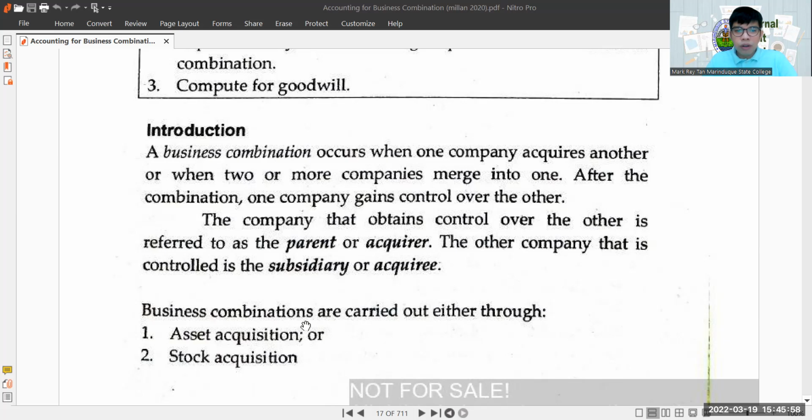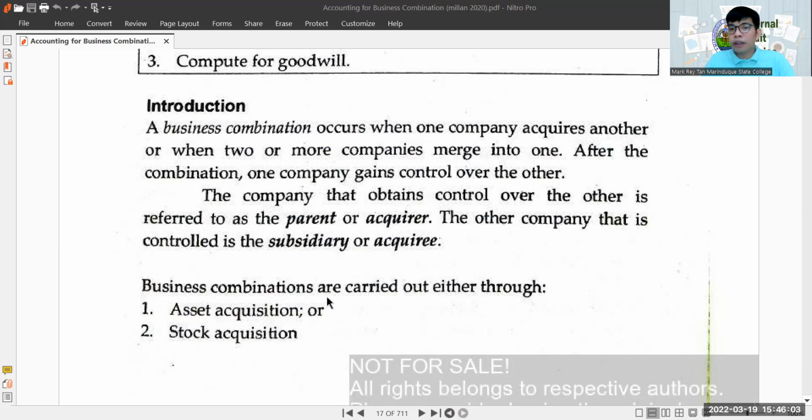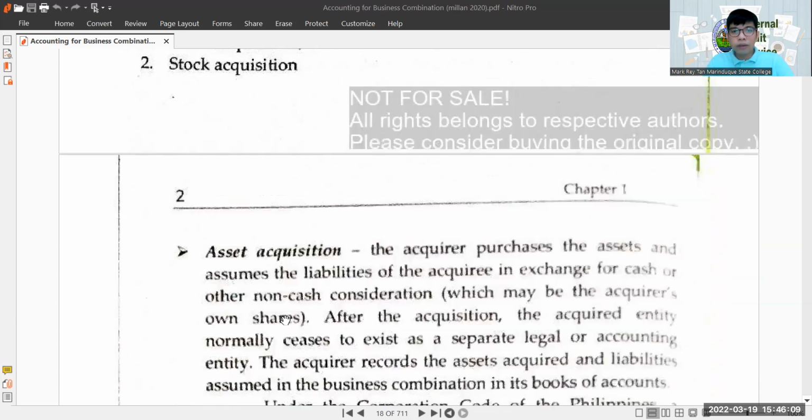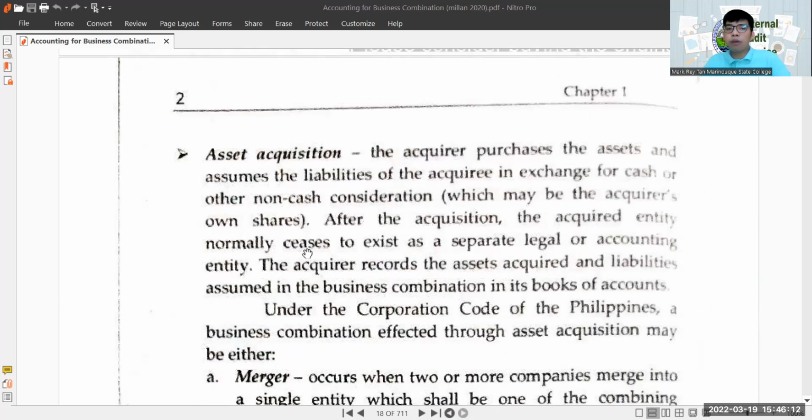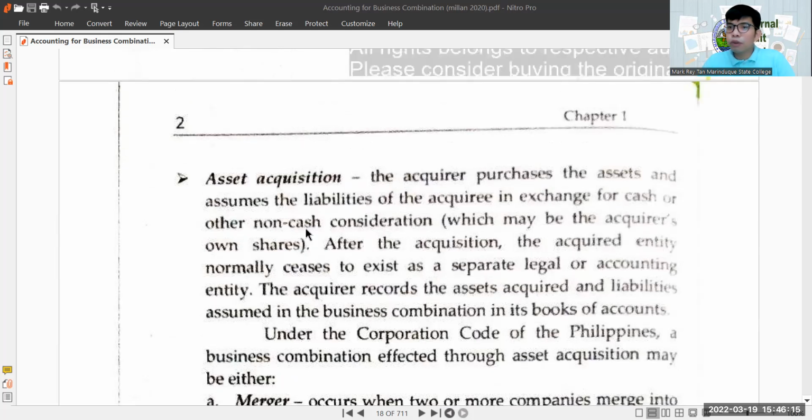Okay? So there are two ways how business combination is carried out. It can be through asset acquisition or stock acquisition. So from the word itself naman, asset acquisition, ibig sabihin, binibili mismo yung assets ng acquiree. Not just the assets, but also yung liabilities, binabayaran din. Okay, so kung babasahin natin dito, acquirer purchases the assets and assumes the liabilities. So ibig sabihin, kung may utang yung acquiree, which of course meron na, pati yun, binabayaran na ng acquirer. Okay?